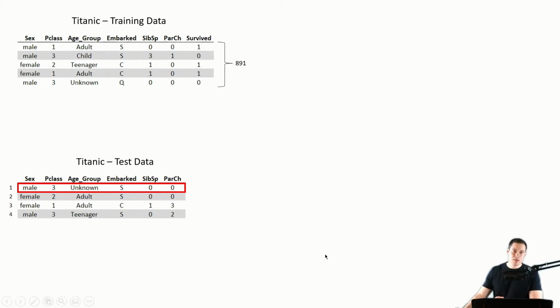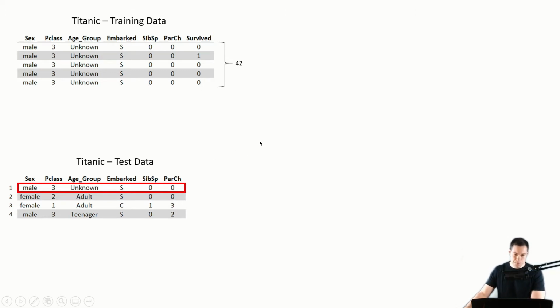Namely, the probably simplest approach is to just look at all the passengers in our training data set that have the exact same values as this test passenger 1 here. So if we do that, then we're only looking at males that travel in third class, where the age is unknown, and so on. And here then we can see that there are 42 passengers in our training data. And then we simply check how many of those survived and how many of those didn't survive, and whatever happened more often, that's going to be our prediction for this passenger here.